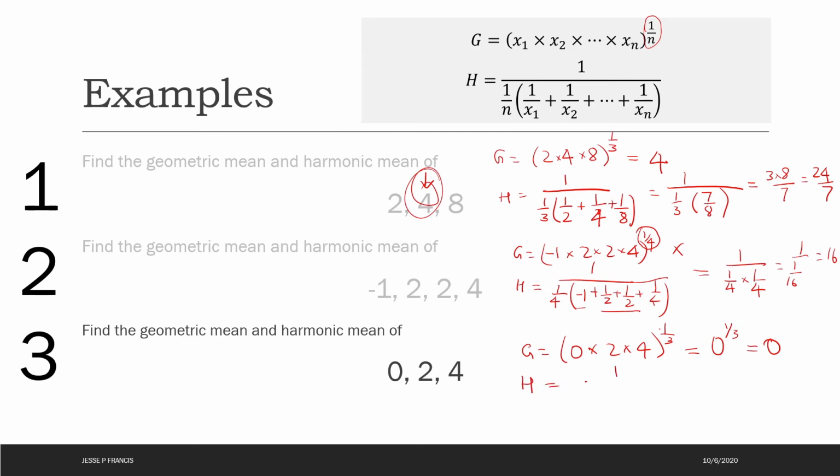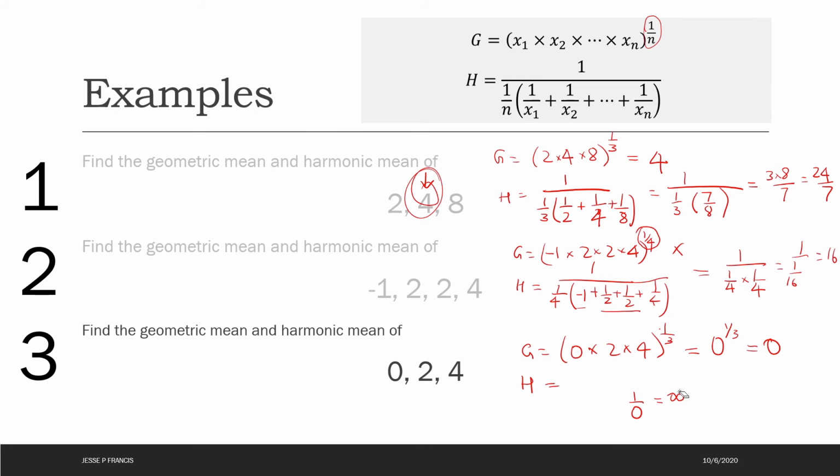Let's try to find the harmonic mean. H is equal to 1 by 3 into 1 by 0. Oh no, I'll tell you a little secret. We mathematicians are scared of 1 by 0.